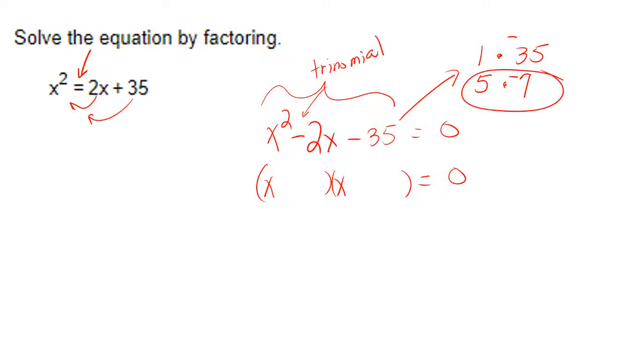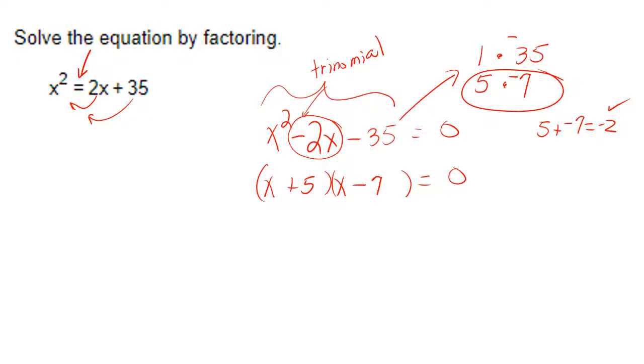If you look closely, I can examine 5 plus negative 7, and that's equal to negative 2, which is precisely my middle term. So those are the proper factors. My factors then will be x plus 5 and x minus 7.